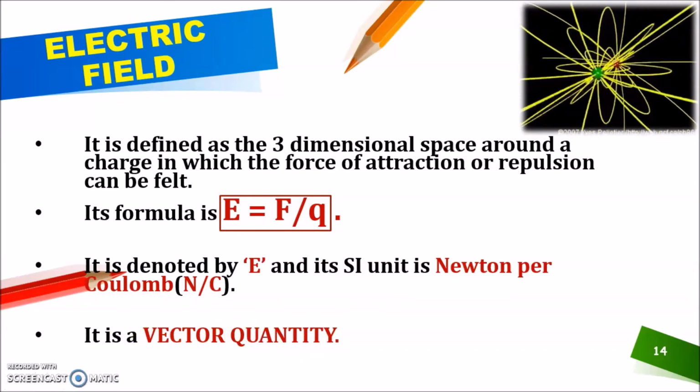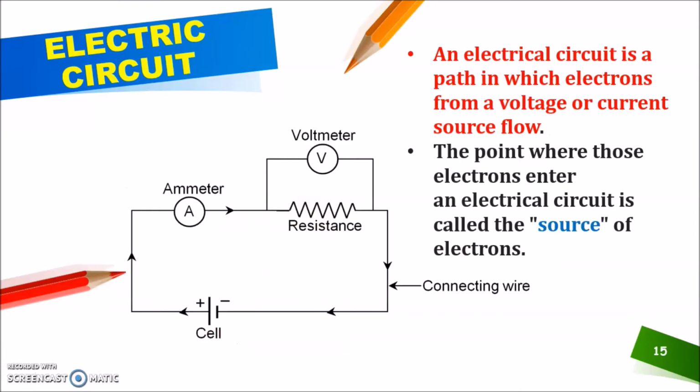Clear? Okay, next is electric circuit. Now what is an electric circuit? It is the path in which electrons from a voltage or current source flow, or we can say that a closed path in which electric current can flow. So what does this term mean? Source. What is the source here? Source is the cell or battery.